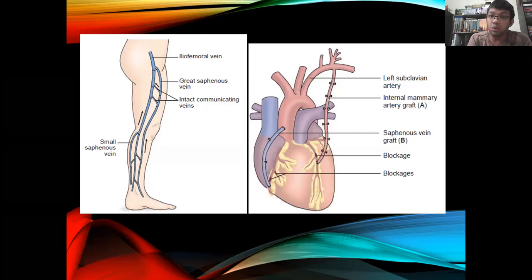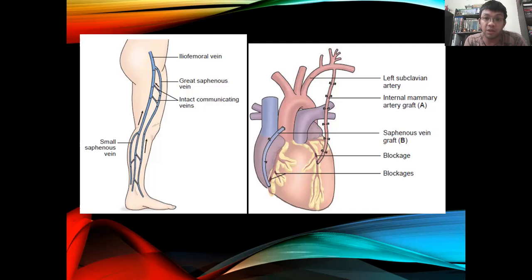So in order to bypass, that's why it's known as bypass graft. It is going to bypass the blockages that you can see here. As you can see, these blood vessels that came from the other parts of the body are attached to the distal portions of the arteries in order to supply the heart with oxygenated blood.